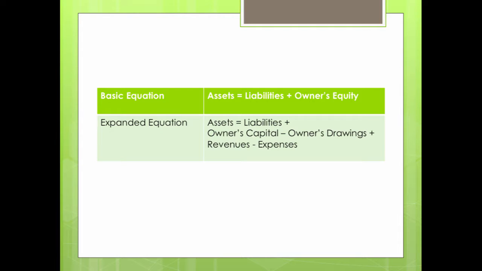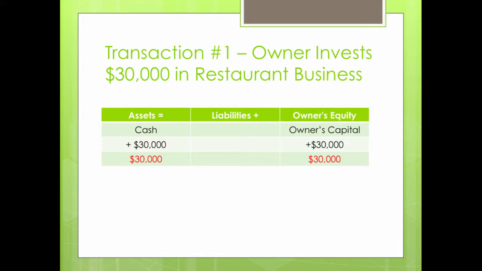So these are the components of the basic accounting equation and the expanded accounting equation. We are going to be working with these two equations to begin identifying and recording transactions. So let's go into that. Let's look at some possible events that will require the identification and recording of transactions. And we will begin with the notion of opening your own restaurant business.